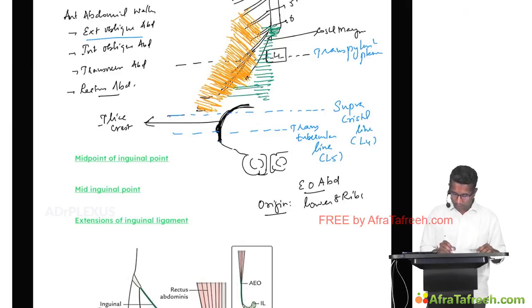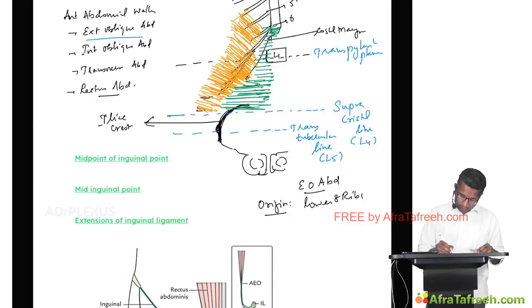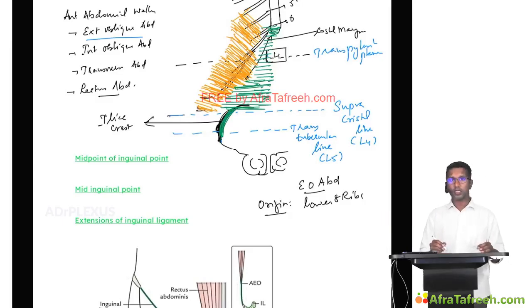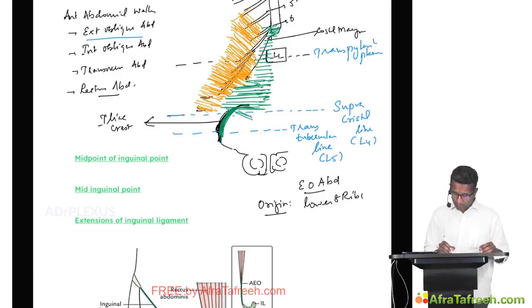These are all the insertions of this muscle. It also gets inserted into the outer lip of the iliac crest. After that, this muscle forms a ligament here, and this ligament is called the inguinal ligament.